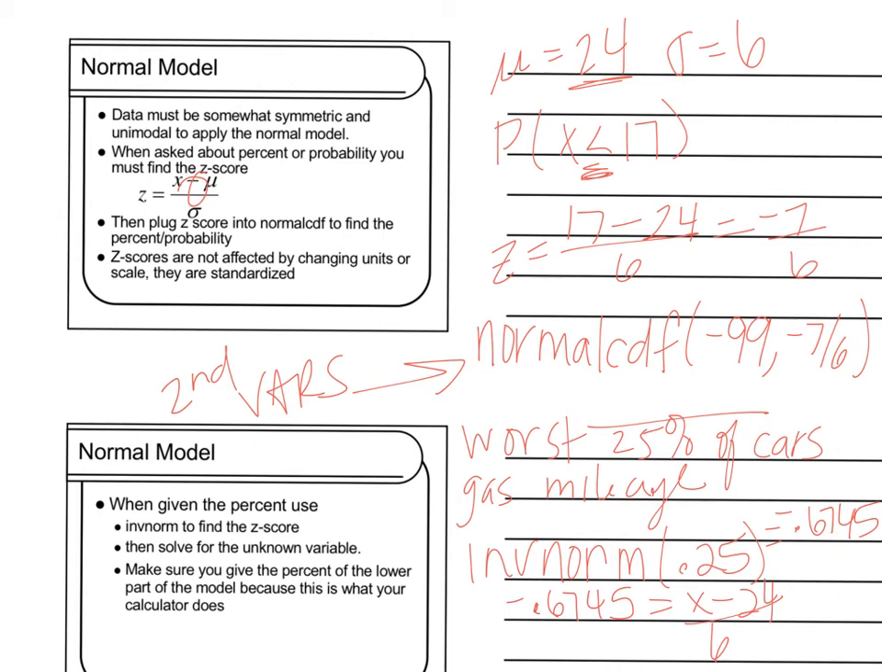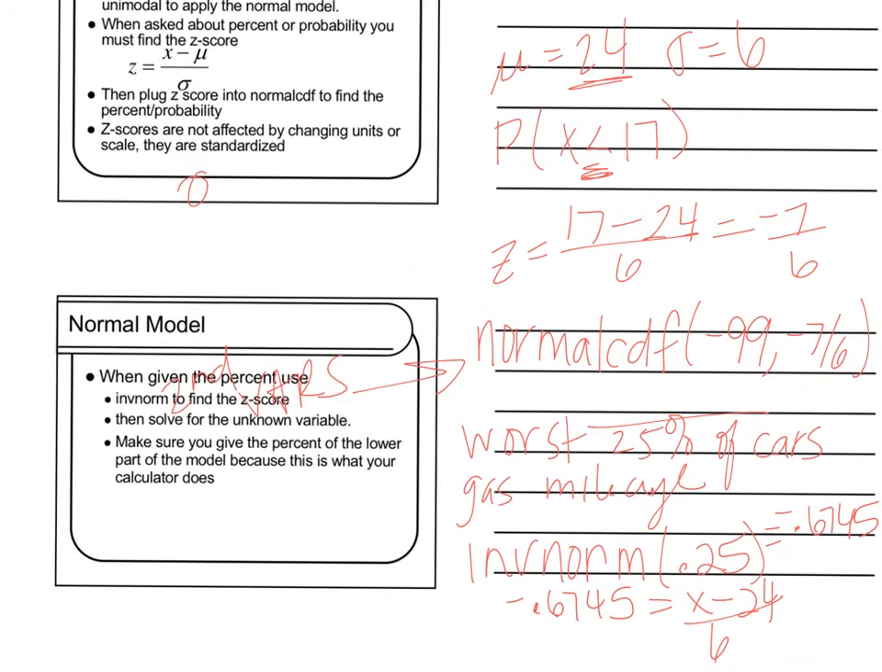One thing we need to remember about this inverse norm is that inverse norm only gives us the lower percentages. So if I want the best 25%, I have to do inverse norm 0.75 if you have the older calculator. If you have the newer calculator, I believe it does allow you to do an upper percentile. We'll have to look at that together.